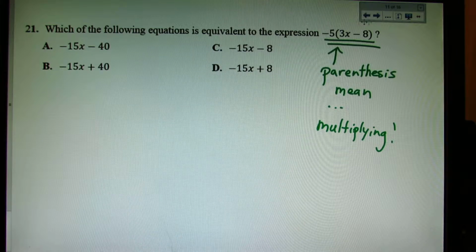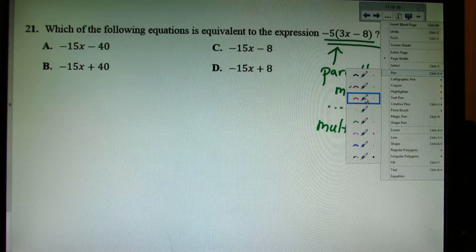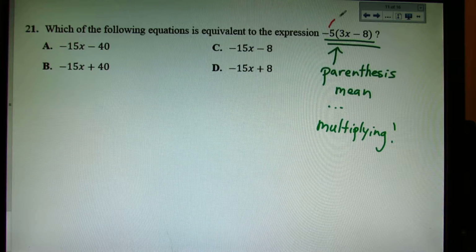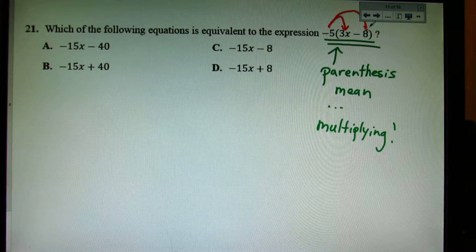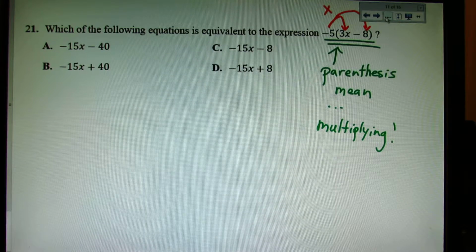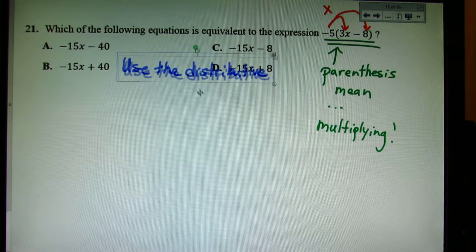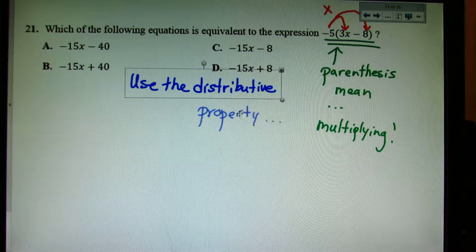And this is one of our properties. You remember what it is? The distributive property. Distribute means give out. When I am giving out, I am using the operation of multiplying. -5 times 3x. -5 times -8. So I'm using my distributive property. Here it is, my distributive property.